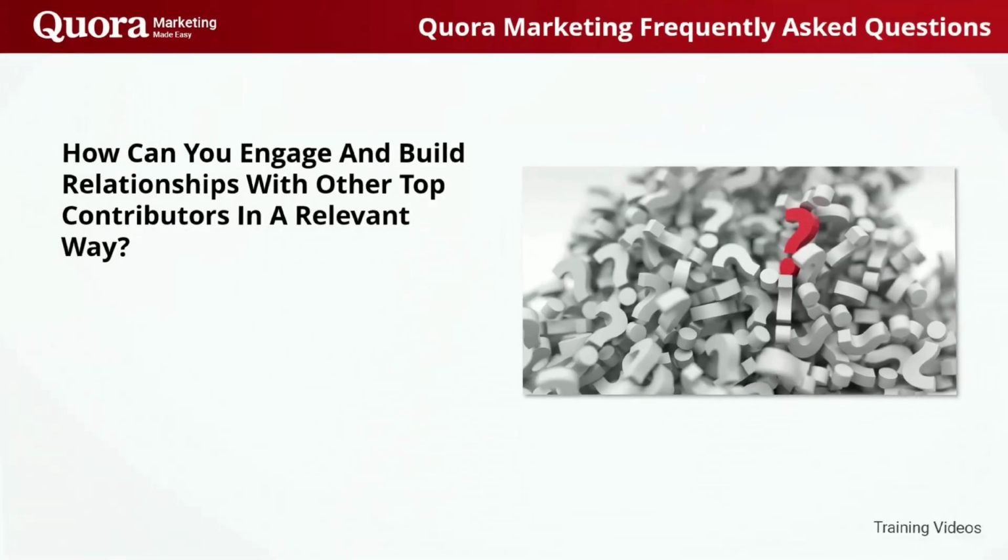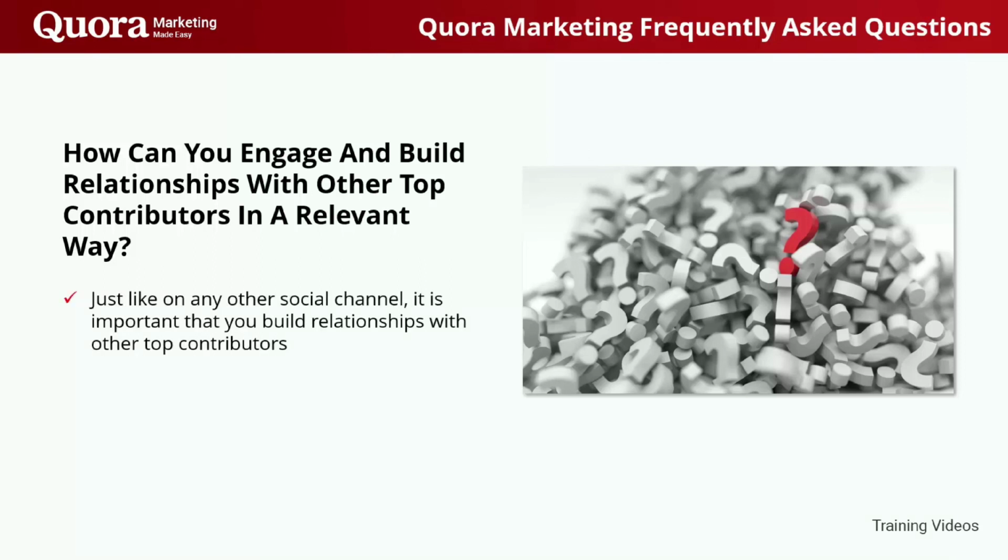How can you engage and build relationships with other top contributors in a relevant way? Just like on any other social channel, it is important that you build relationships with other top contributors. One of the best ways to do this is by suggesting edits to top answers. You can do it easily by going to an existing answer and clicking on the Suggest Edits button. You just have to make sure that your edits add value to the topic. This will help you enhance your authority in front of other top contributors, earning you mentions.